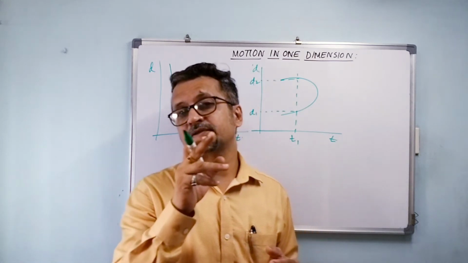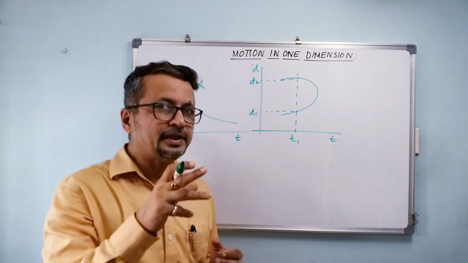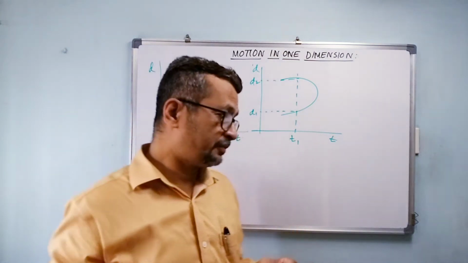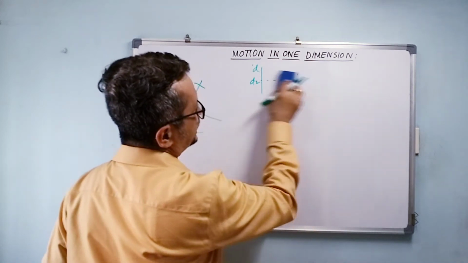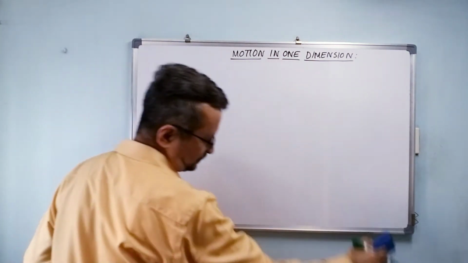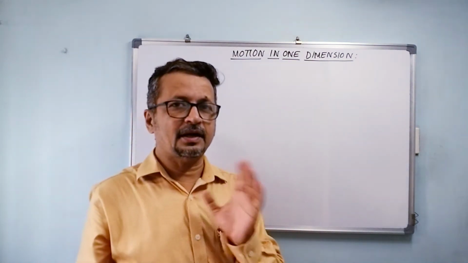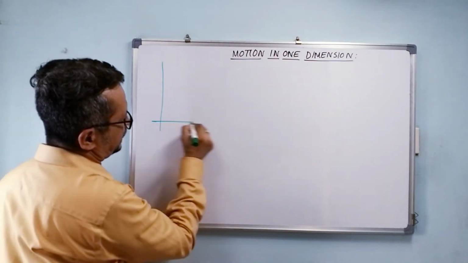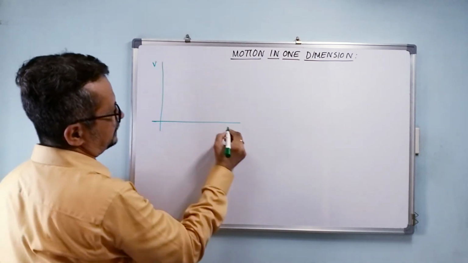We are going to discuss something related to speed. Okay, speed and velocity, and even displacement for that matter. For that, we'll consider the motion of an object thrown vertically upwards. Okay, so now what about the velocity time graph?